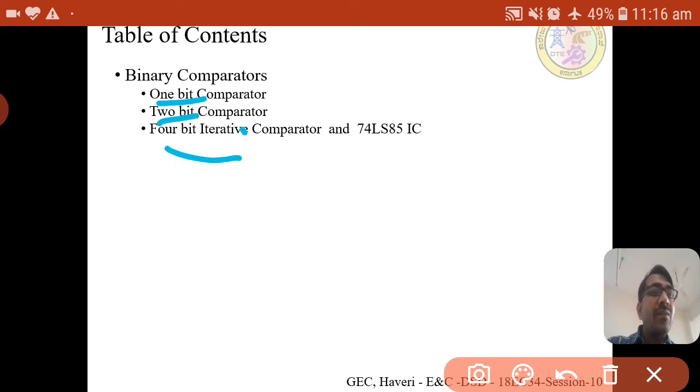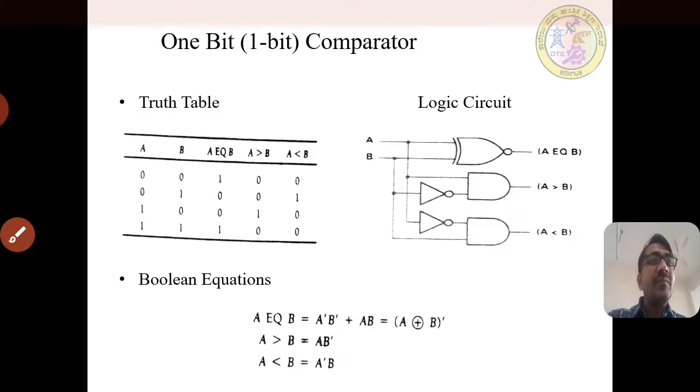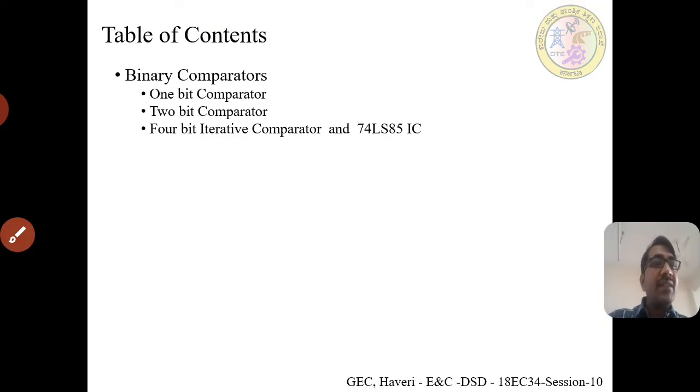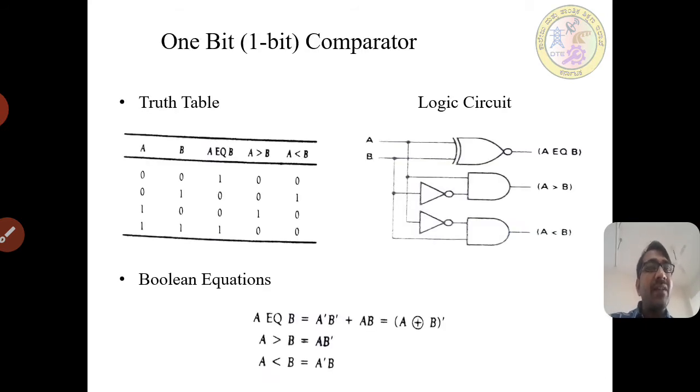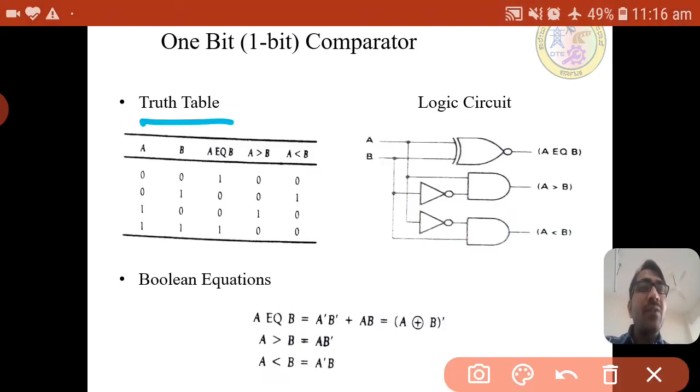Depending upon our requirement, we can use different comparators. So let us start with the 1 bit comparator here. What do you mean by a 1 bit comparator? Here we are seeing the truth table.